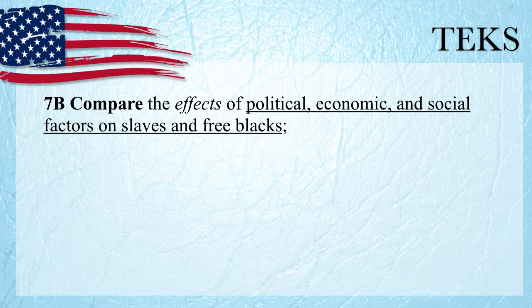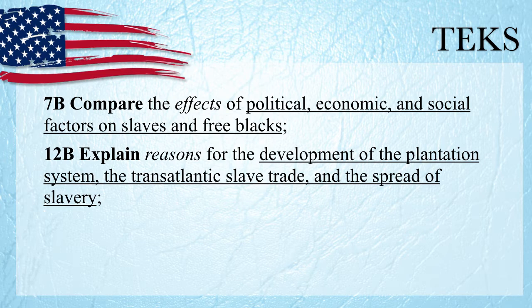And 7B, we're going to look at political, economic, social factors of slavery and freeing those slaves. We're going to look at some of those political factors that hindered that, specifically the Three-Fifths Compromise today. 12B, we're going to look at the reasons for developing the plantation system, which we've already kind of done. We've looked at the transatlantic slave trade with a triangular trade.